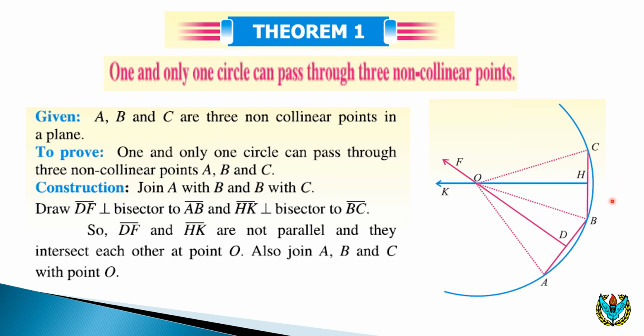Remember, both right bisectors are not parallel at all, and they will intersect each other at point O. They will meet at point O. If we extend both right bisectors DF and HK, we will have a common point where both the right bisectors will meet, that is point O. We will also join O with A, O with B, and O with C. We have drawn these distances by the broken lines OA, OB, and OC.